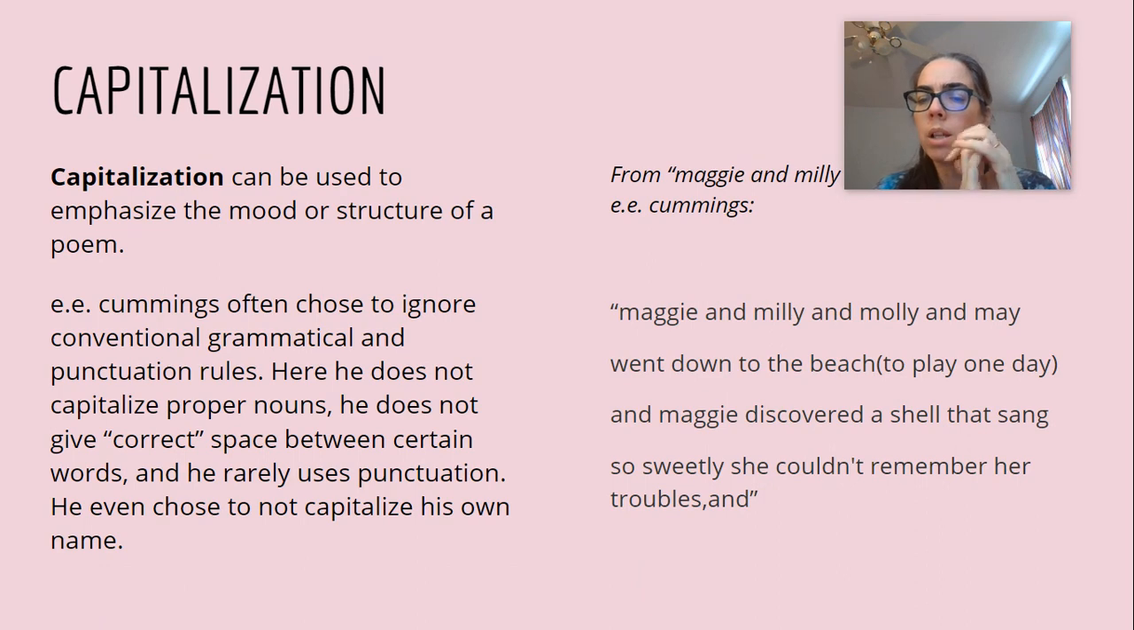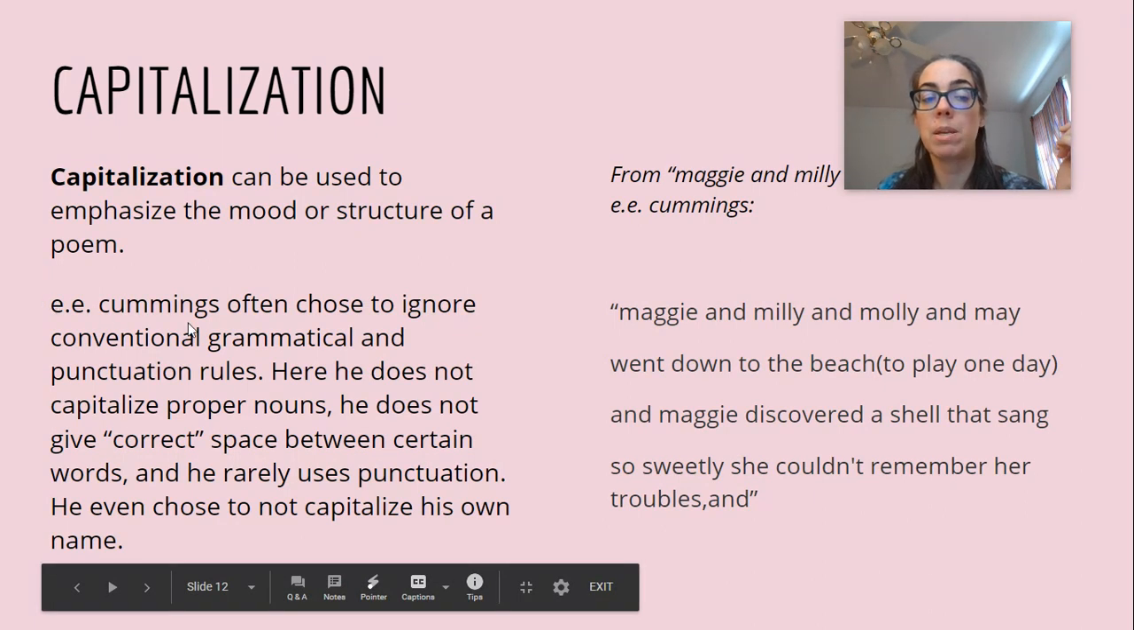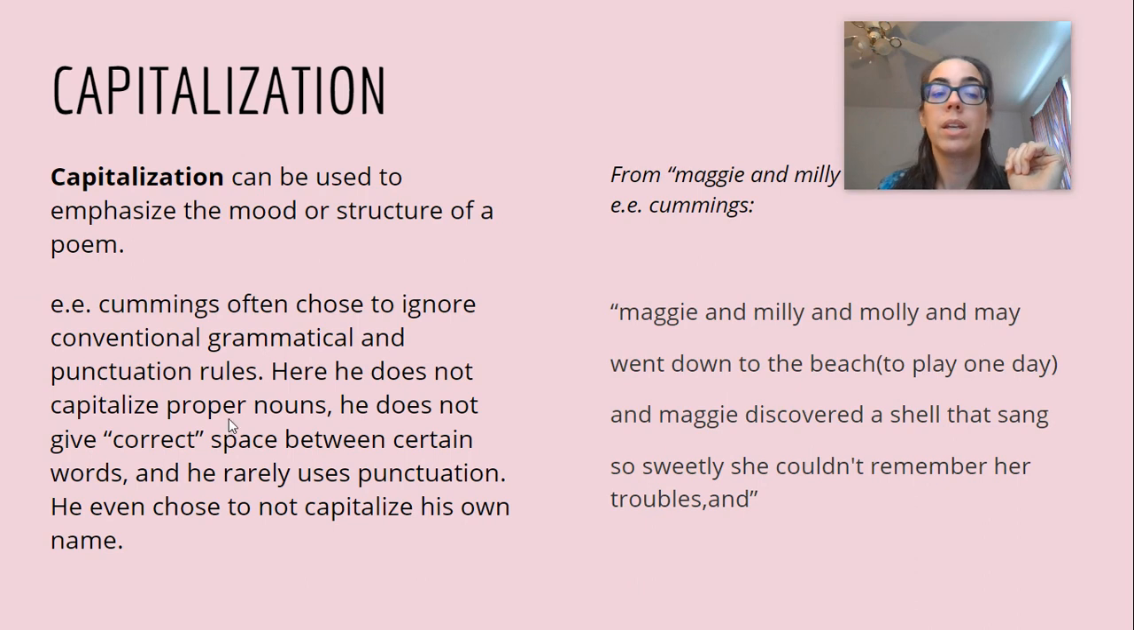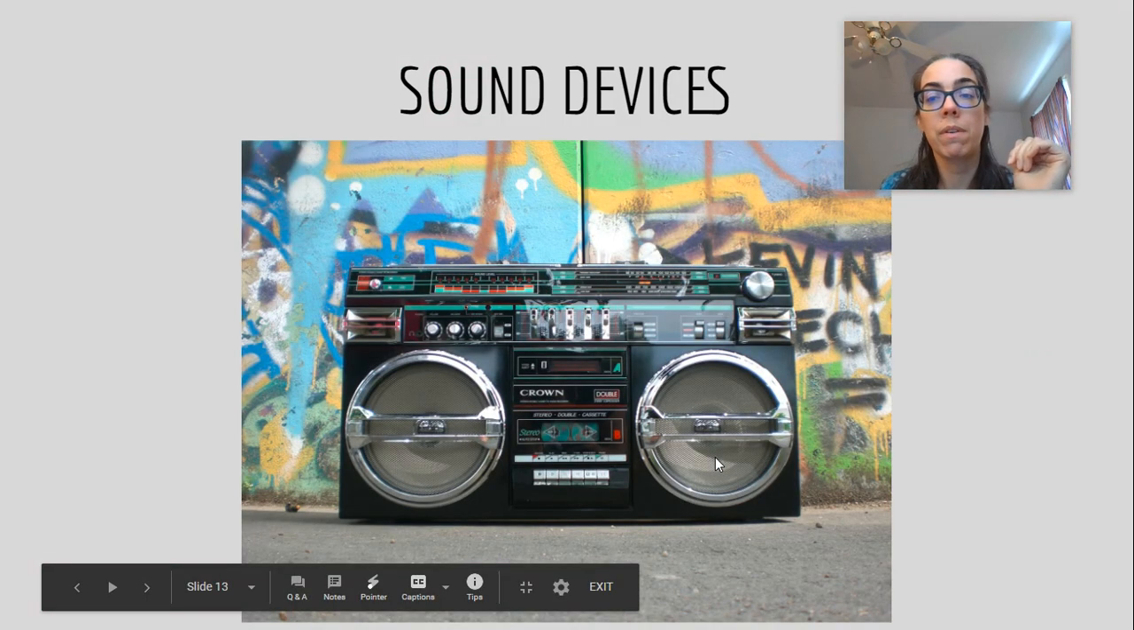Maggie and Millie and Molly and May went down to the beach to play one day, and Maggie discovered a shell that sang so sweetly she couldn't remember her troubles, and then there's more. But it's cool how, just like other people talk about, he knew the rules of poetry, but he decided to be unconventional and do it this way. So much so that when he signed his name, he was lowercase e e cummings. That's just how he was, and he was one of my favorites growing up.